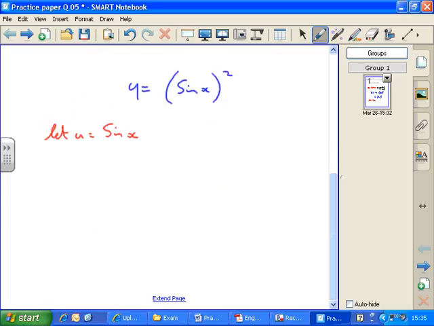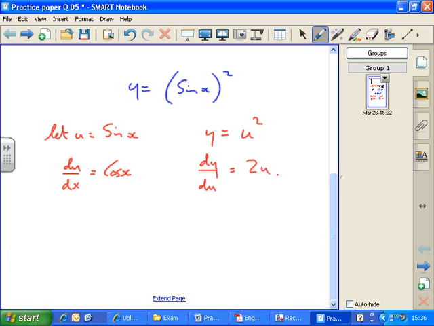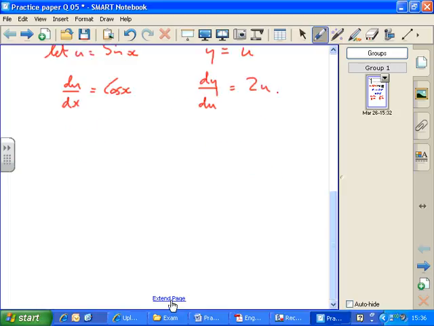And then we need to differentiate u with respect to x. The differential of sine is cos x. We also need to rewrite the function as y equals u squared, if we let u equal sine x, and differentiate y with respect to u, which is just 2u. And then the chain rule tells us I have to multiply them together: dy by dx equals dy by du times du by dx.